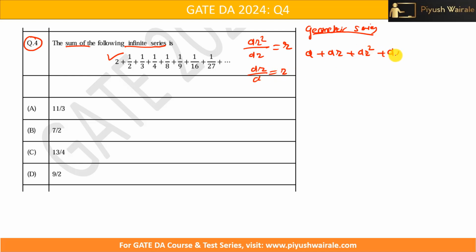Here also my next term will be ar cube, right? Because if I just multiply with the common factor, r is basically a common factor. If I multiply the common factor with the current term, I will get the next term, that is basically ar to the power 4. So in this way I can get till ar to the power n. So this is basically a geometric series. Here we have n numbers.